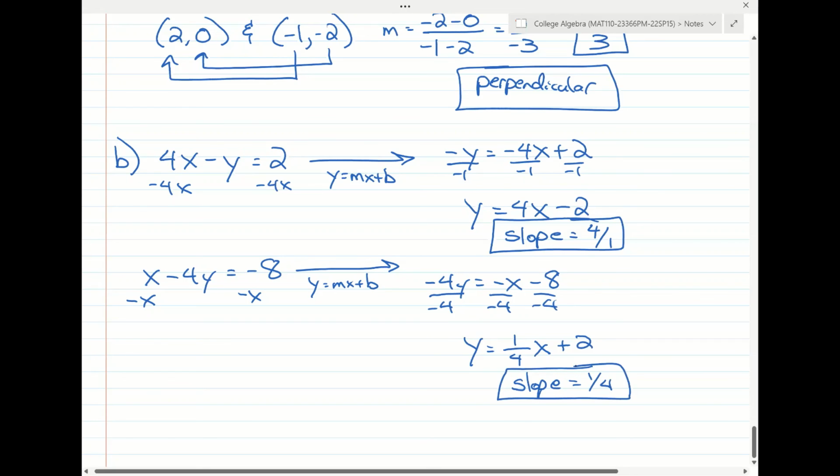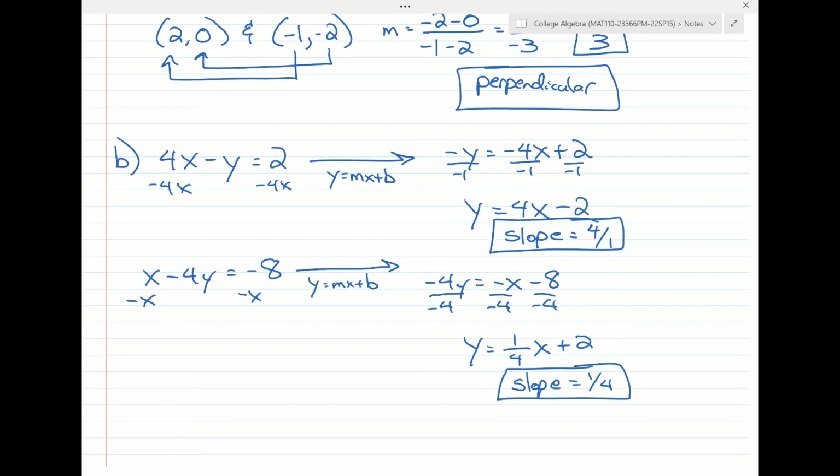Are these parallel, perpendicular, or neither? Neither, right? Obviously, they're not the same. Why wouldn't they be perpendicular? Well, reciprocal just means that they switched, right? One's positive, the other's positive. If they're perpendicular, one would be positive, one would be negative. Reciprocal just means that you flip the top and bottom. We just didn't do the other thing.